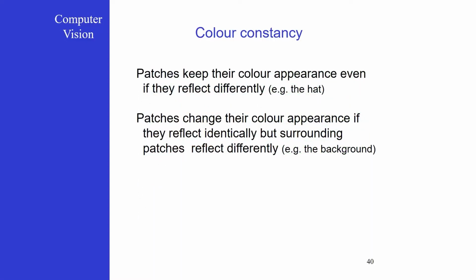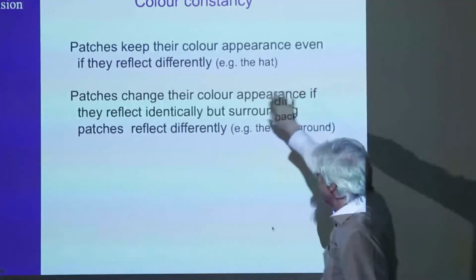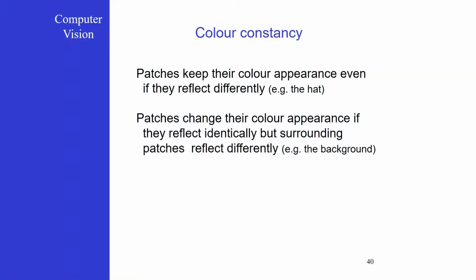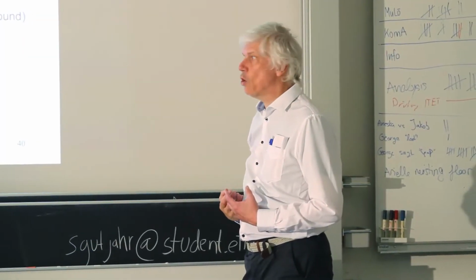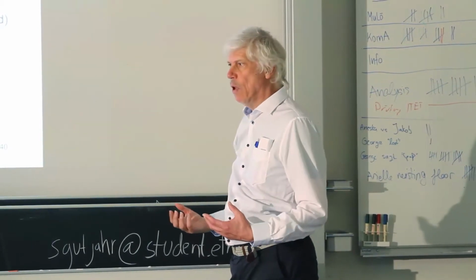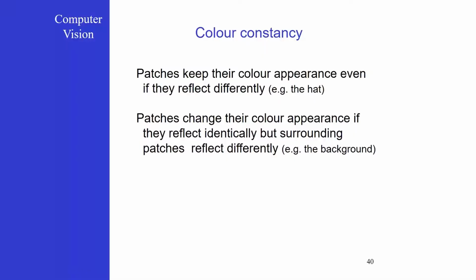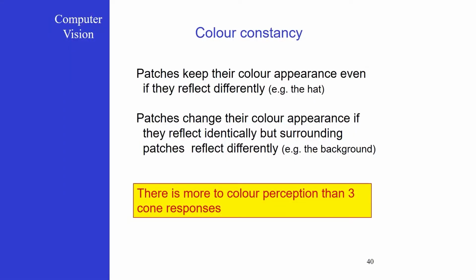So, two things we could see here. Patches keep their color appearance even if they reflect differently, like on the hat. In one case it was actually red, in the other case it was in fact green, but both we called red. And patches change their color appearance, but in fact, they reflect identically. That was the background. Two identical patches, but they look different to us in terms of their color. And of course, only explicable when you drag in the environment. So indeed, there's much more to color perception than just three responses of the three cone types.